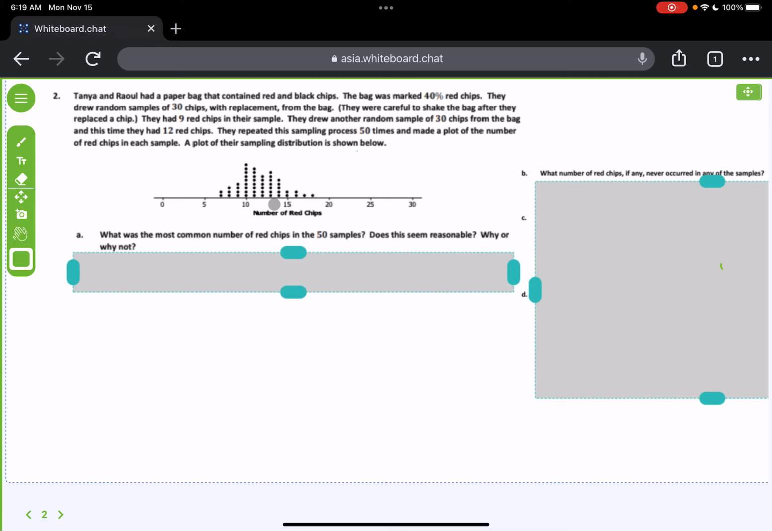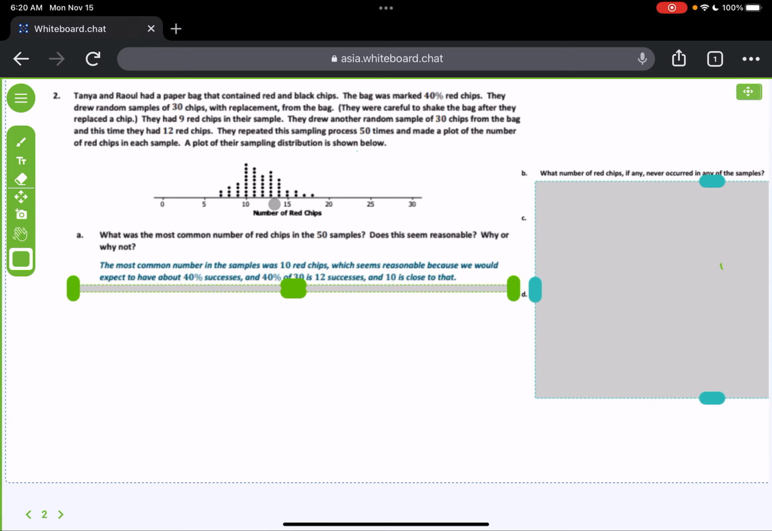So I think we can say that 10 was obviously the most. Now, does this seem reasonable? Well, the most common number was 10 red chips, which seems reasonable because we expected to have about 40% successes. And 40% of 30 is 12 successes, and 10 is close to that. Remember, these are just estimates.